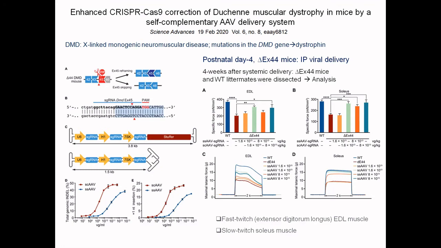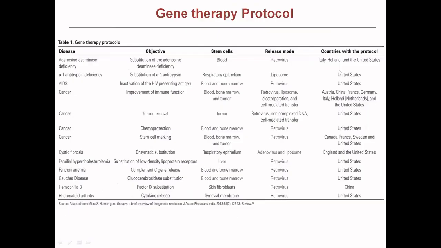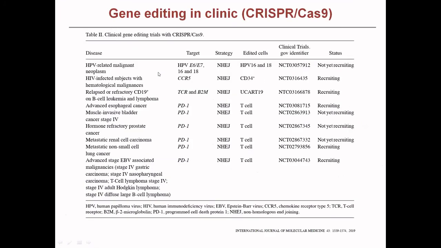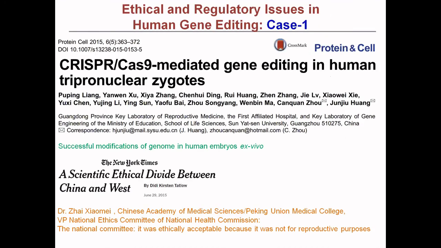In this case, the delivery is at postnatal day 4, and these mice are exon 44 deleted mice. The way it is delivered is intraperitoneal. So these are the various gene therapy protocols. And these are the various gene editing tools used in clinical trials for HPV, HIV, and muscle invasive bladder cancer stage 4. So this is also in clinical trials.